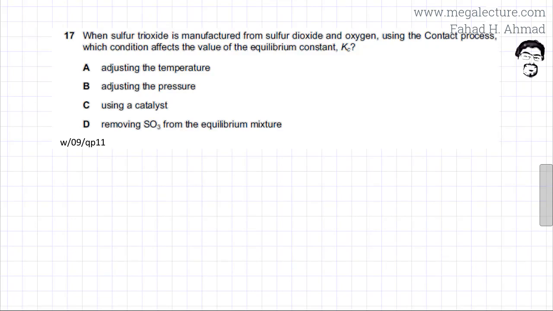The following past paper question reads: when sulfur trioxide is manufactured from sulfur dioxide and oxygen using the contact process, which condition affects the value of the equilibrium constant Kc? Now the equilibrium that we are talking about is this one, where SO2 is reacting with oxygen O2 and it is producing SO3, so they are in equilibrium.